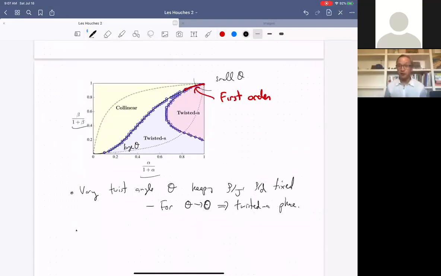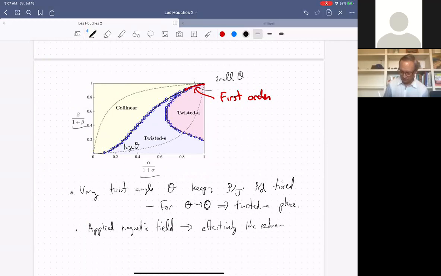The other thing you could vary in an experiment easily would be an applied magnetic field. I won't really have time to explain this, but it turns out that for an antiferromagnet like this, applying a magnetic field along the z-axis is effectively like reducing the anisotropy D. So we can move up and down vertically on the diagram.